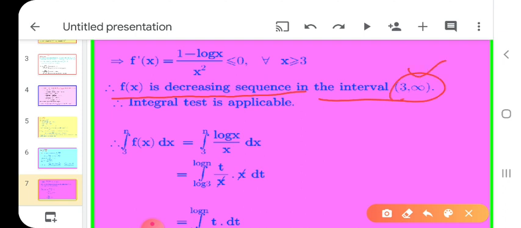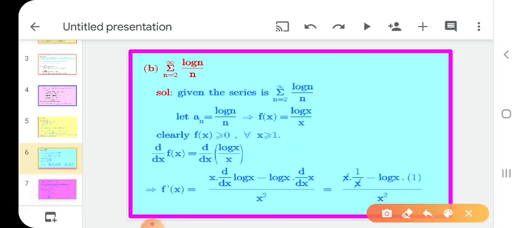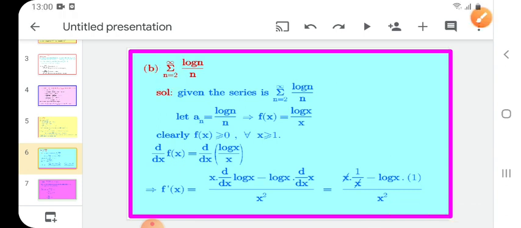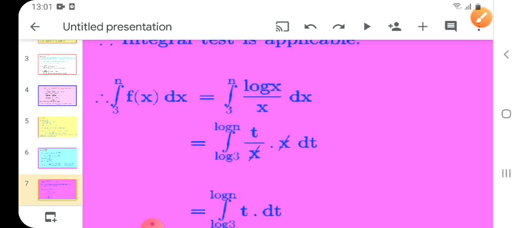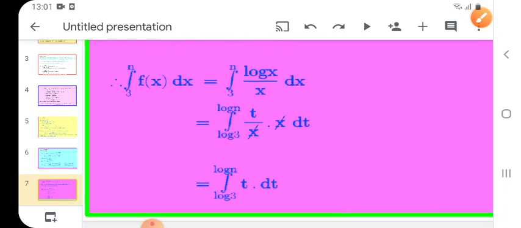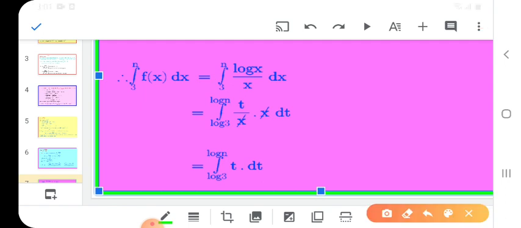This is the most important. From 3 to infinity. But what is the value of n here? 2 to infinity. But we found 3 to infinity. After that we find 2 to infinity. Okay, see. F of x is decreasing in the interval 3 to infinity. Now I find the integral value of f of x from 3 to n, not 2 to n. Actually we have to find 2 to n, but here I find from 3 to n first. After that I find 2 to n.